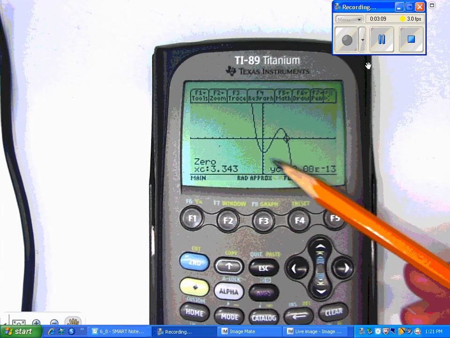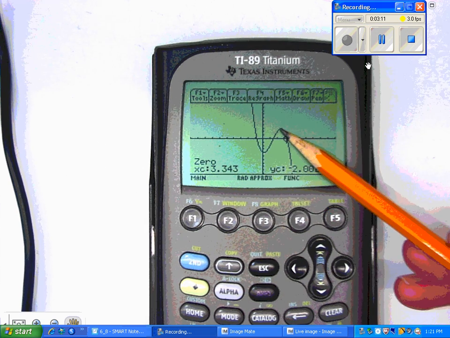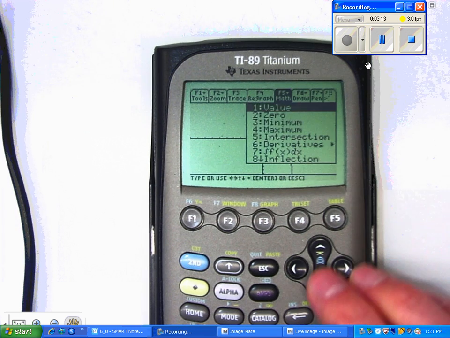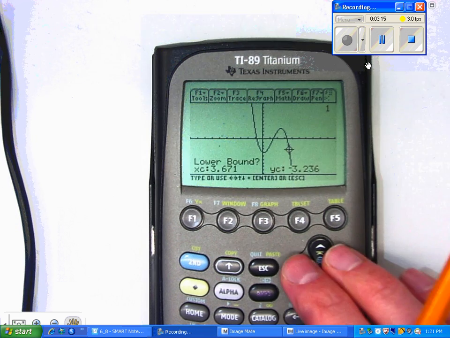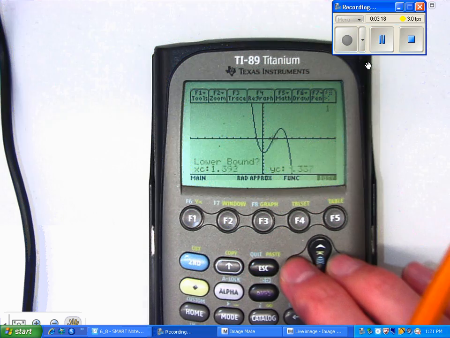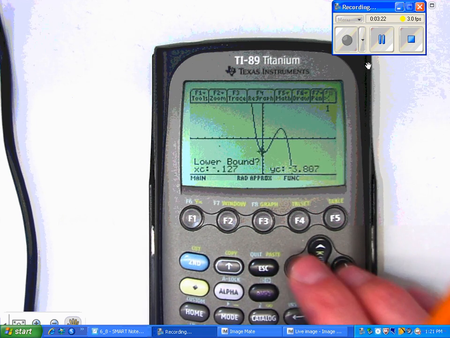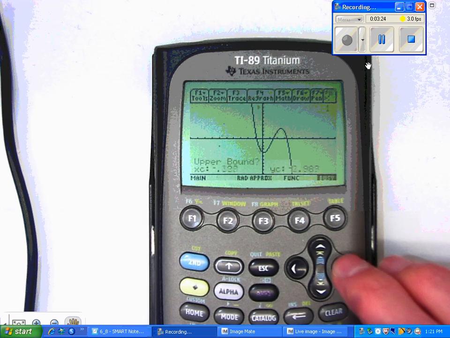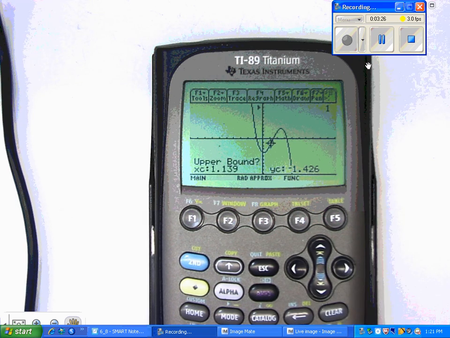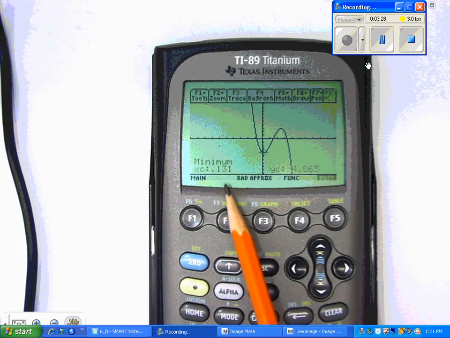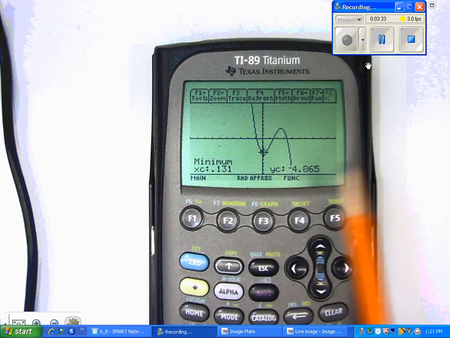And then you want to put on your minimum and your local maximum. So you go ahead and you find your minimum. Let's do that one first. Let me go over close to the minimum. You say, well, my minimum's about right there, right? But I got to give it a lower bound. Go to the left of it. Enter. Go to the right of it now. Enter. There's your minimum that you'd put on your graph, on your paper, 0.131, comma, negative 4.065.